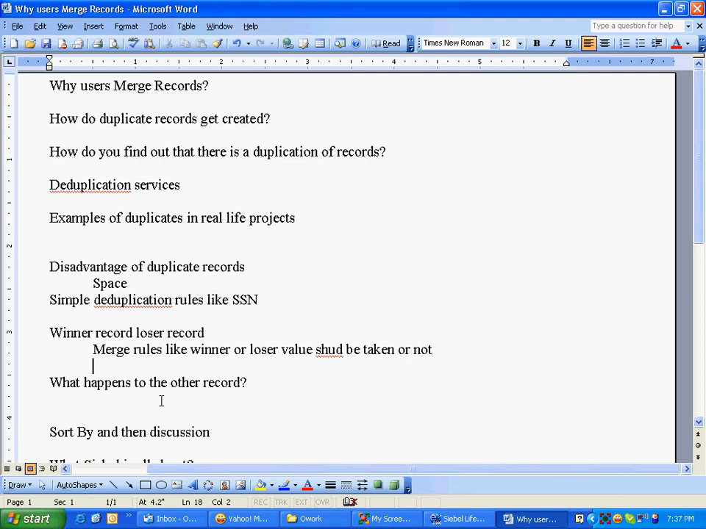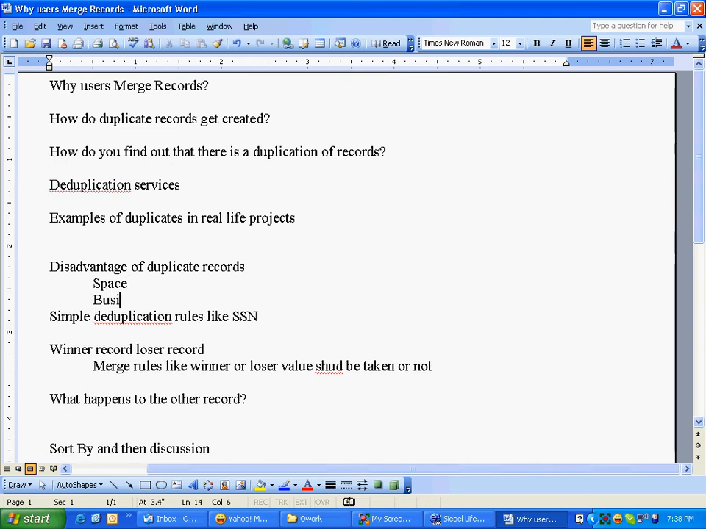Then we talked about disadvantages of duplicate records. Why would you like to get rid of duplicate records? One is space. The other one is that the business process will get compromised. And then there are things like some simple deduplication rules. We talked about some rules engines to deduplicate, simple deduplication rules like SSN and all that. We all understand these are very simple rules.